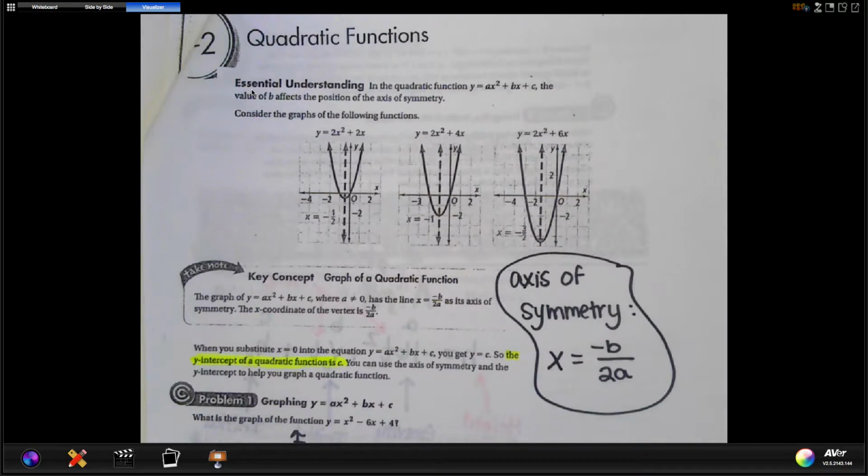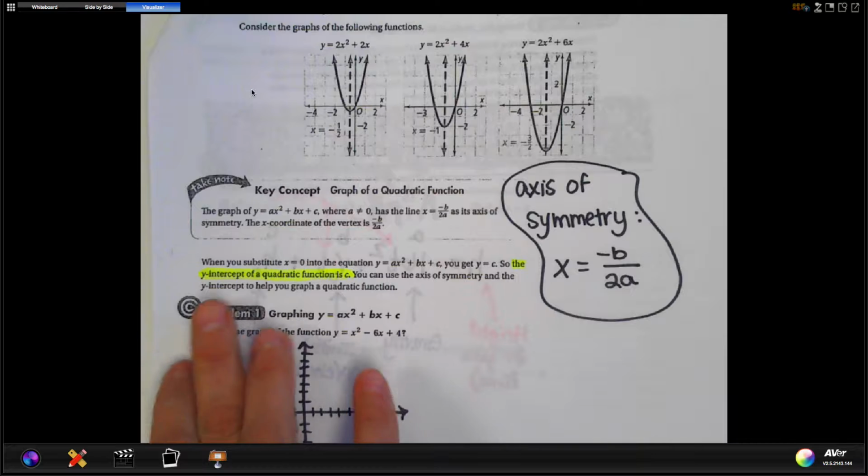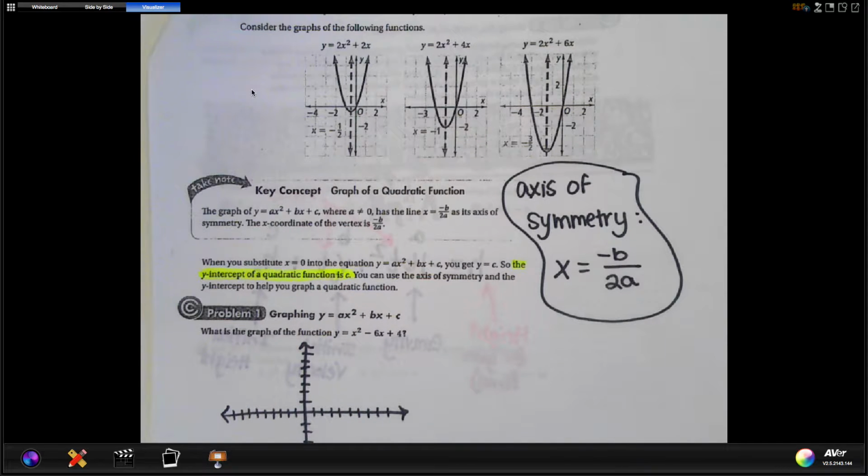The second major thing that we need to talk about is that the y-intercept of whatever quadratic function you're at is c. So this is the beginnings of being able to do this without our graphing calculator and get kind of a general picture of what you're going to get without graphing it. Of course, right now you can check it with your graphing calculator.